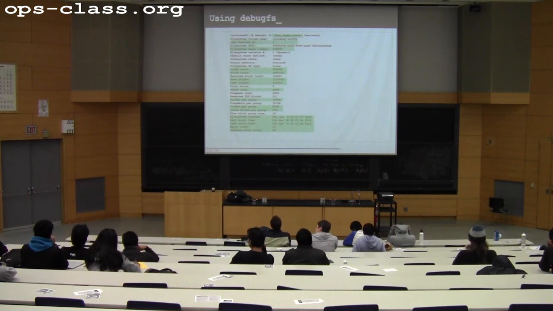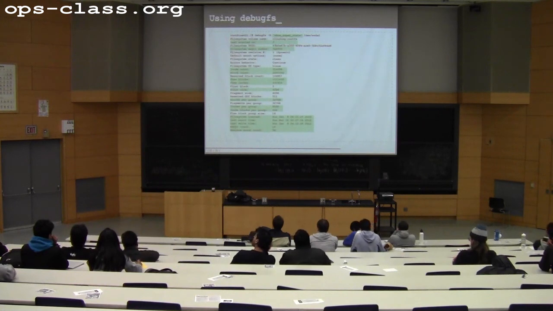So this gives me where this file system is mounted. This is a root file system. It's a magic number that identifies it as an ext4 file system. It says it's clean. That's nice. It's shiny and new. That's not what it means. We'll come back to that.